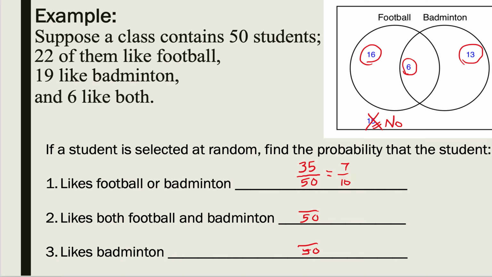All right, so the next one says, what's the probability that a student likes both football and badminton? Hopefully this one feels a little bit easier to you. How many students like both? Those would be the people in the middle. It's not these, they only like football. And it's not these, they only like badminton. And it's not these, they don't like either one. So it's just the 6 in the intersection of that Venn diagram. And so again, we're going to reduce that fraction on our calculator. We're going to get 3 out of 25.